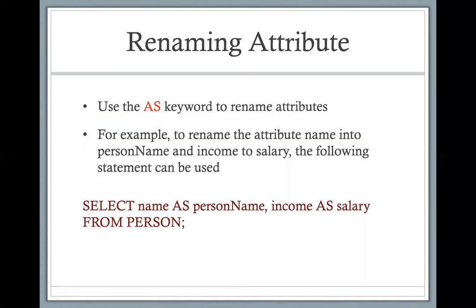Good. So renaming attributes. We use the as keyword to rename attributes. It's a special keyword in SQL. For example, to rename the attribute name into person name and income into salary, the following statement can be used. Let's see the statement. It's an SQL query. We're saying select name as person name, income as salary from person. So we're really saying, rename the attribute name into person name and income into salary as you retrieve records from the table person. This will retrieve all the records from the table person. So it's a projection.